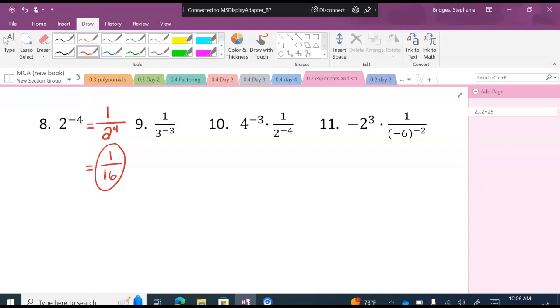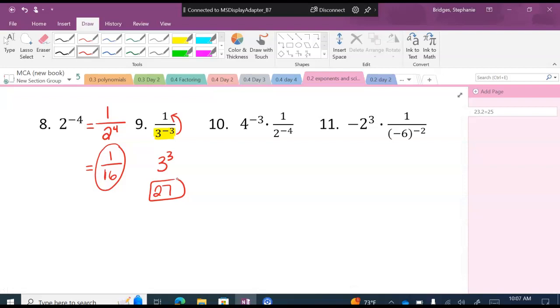In number 9, I have 1 over 3 to the negative 3rd. So I'm going to do it without the calculator first. Where is my negative exponent in this one? In the numerator or the denominator? Denominator. So to make that exponent turn positive, we're going to have to move it to the numerator, which makes it just become 3 to the third power. And what is 3 to the third power? 27. Did you guys get 27 if you did 1 over 3 to the negative third power in your calculator? Yeah.